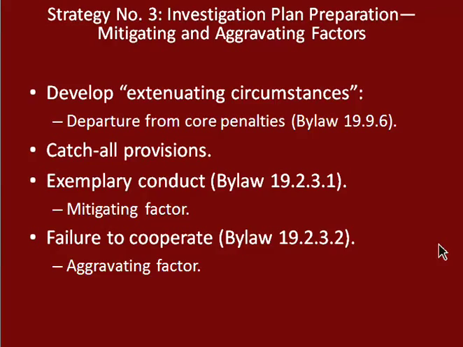Again, I mentioned exemplary conduct. That's a mitigating factor, but a failure to cooperate, if your institution does not cooperate or the enforcement staff alleges that you're not cooperating, that can be seen by the enforcement staff and the hearing panel as an aggravating factor.